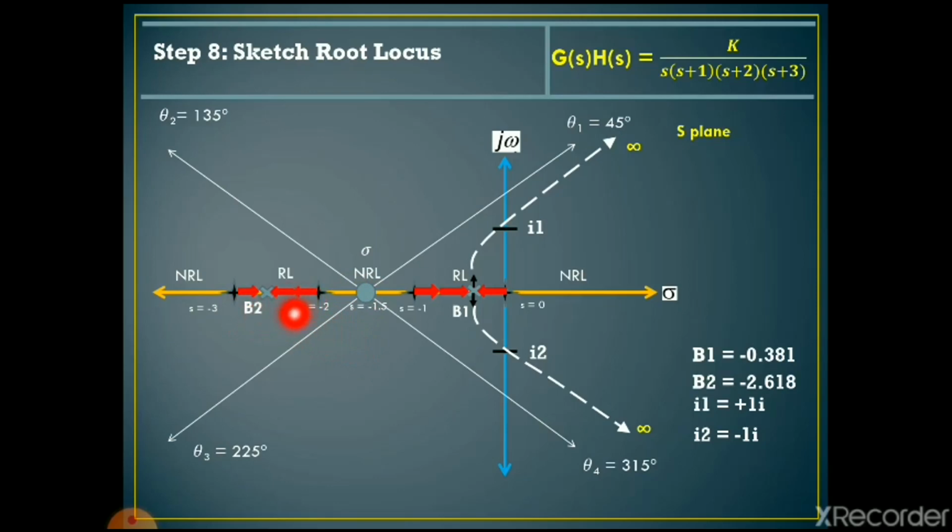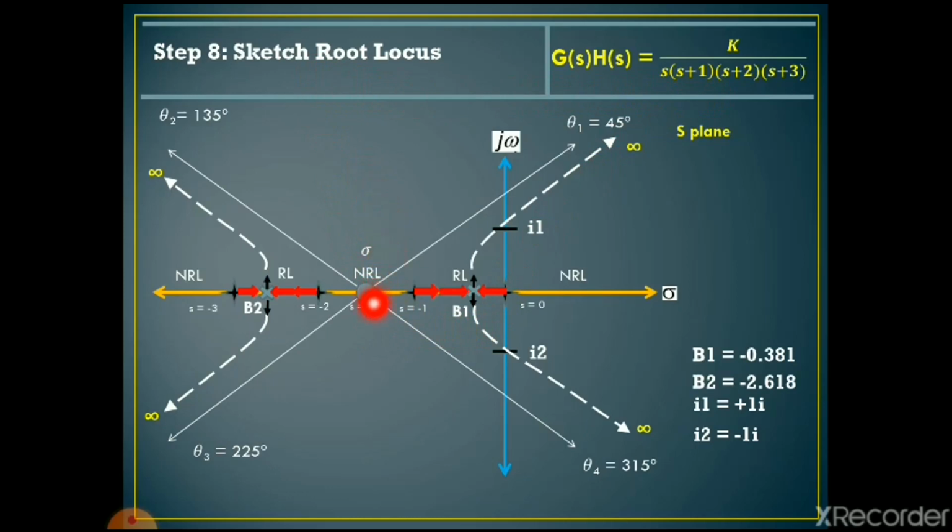and both of them will meet at breakaway point B2, and then again one of the branches will break away at +90 degree, and then it will follow the asymptote having angle theta 2 is equal to 135 degree approaching infinity. Similarly the other branch will break away at -90 degree and follow the asymptote having angle theta 2 is equal to 225 degree approaching infinity. So this is the complete sketch of root locus for the given transfer function.